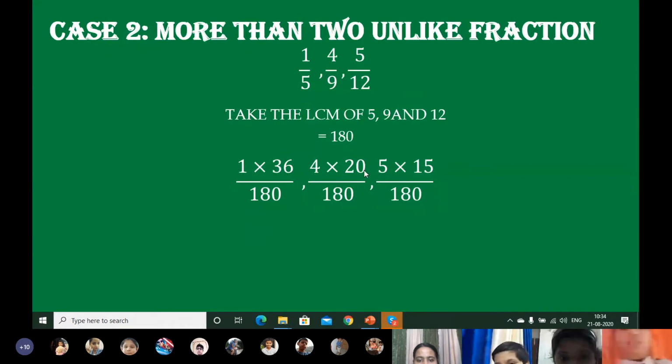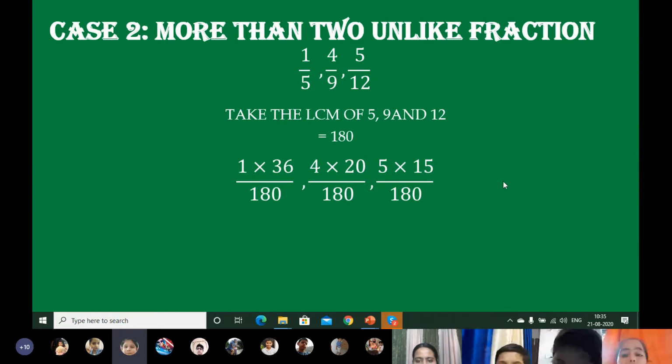Again, in the second set, take the denominator and divide 180 by it. You will get 20. Multiply that 20 with the numerator of the second set. That is 4 into 20. Similarly, take the third set. Divide 180 by 12. You will get 15. And multiply that 15 with the numerator of the third set. That is 5 into 15. Any confusion? No, ma'am, thank you.